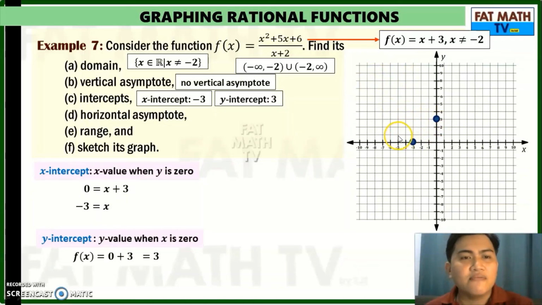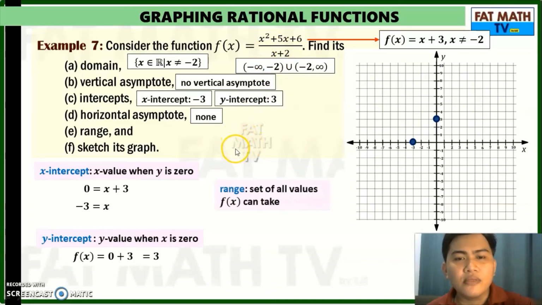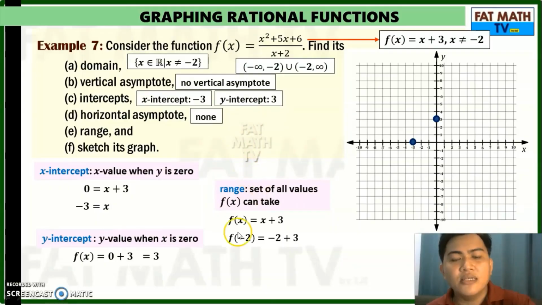So the graph of this function, for the horizontal asymptote, we don't have, because the degree of the numerator is 2, degree of denominator is 1. 2 is bigger than 1, therefore there is no horizontal asymptote. So for the range, that's a linear function.